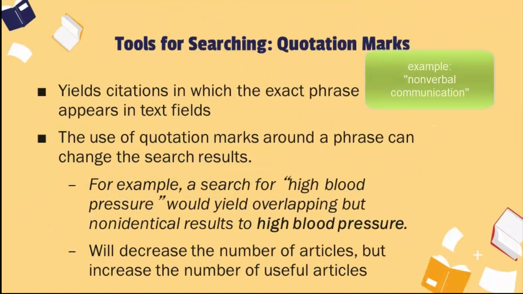If you place multi-word phrases, for example, nonverbal communication, in quotation marks, most databases will search only for articles where the words appear exactly as they do within the quotes, so a very specific phrase. Using quotation marks will often increase the number of useful articles a search finds. Now, quotation marks will decrease the overall number of articles as it's much more specific and direct, but this in itself will increase the number of actual useful articles to you.